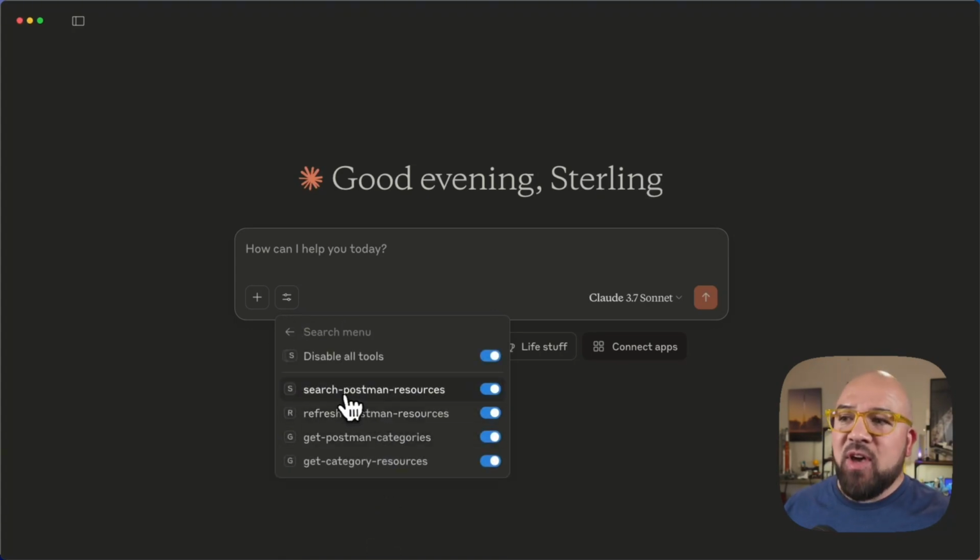Here are the 4 tools that I've got. There's search Postman resources, refresh Postman resources. Now that is where you can ask the LLM to refresh and pull all of the documentation that it has, and then get Postman categories and get category resources.